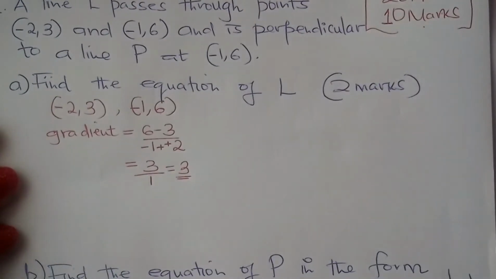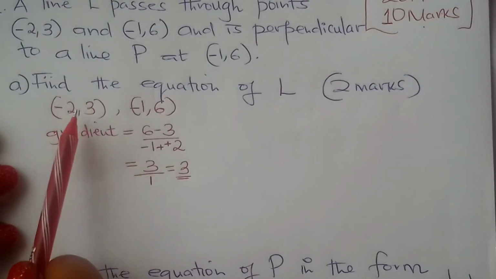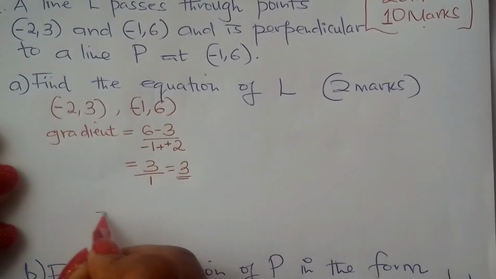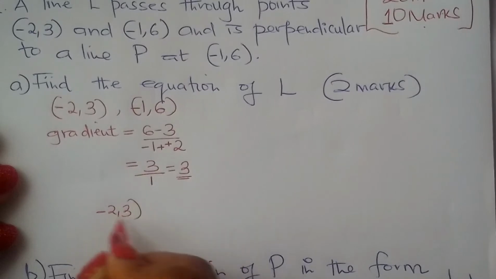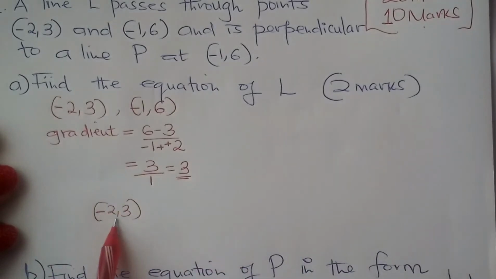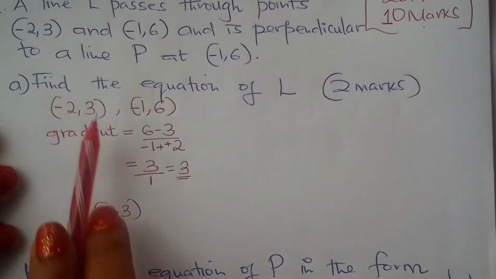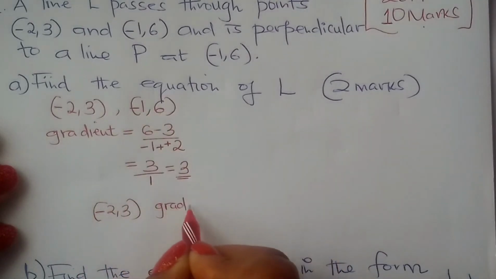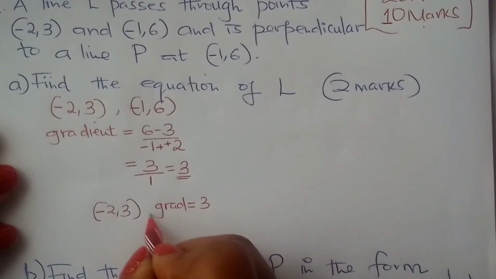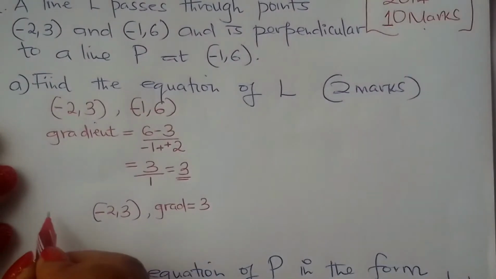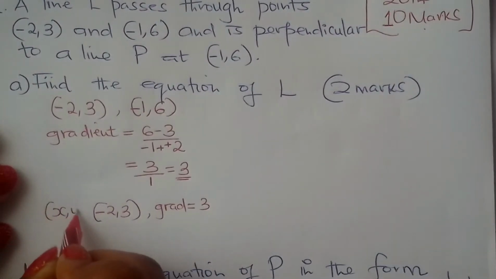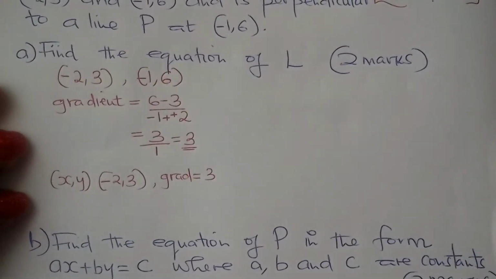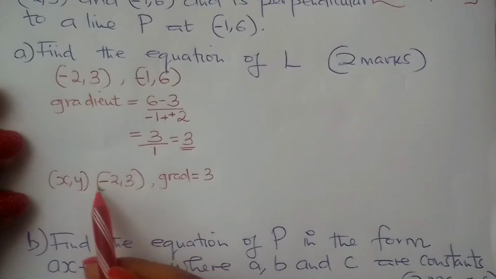After finding the gradient, learner, you pick either this point or this other one. Let us pick (-2, 3). So our line L passes through this point, and its gradient, let me write it in short, is 3. Then you introduce a point (x, y). And therefore, learner, how do you find the equation of this line?